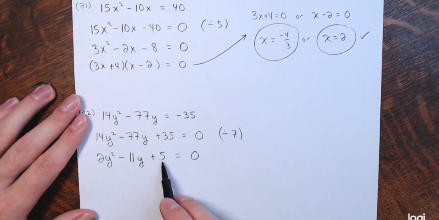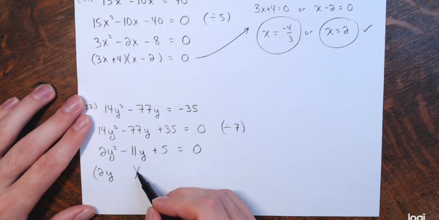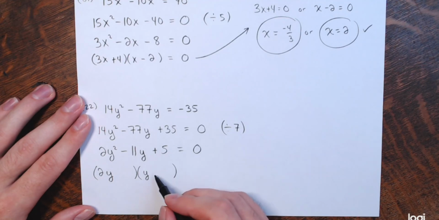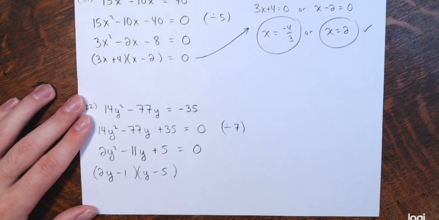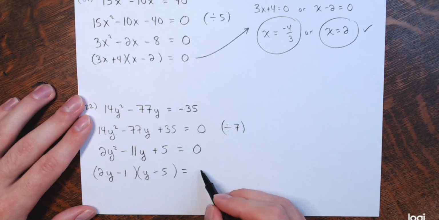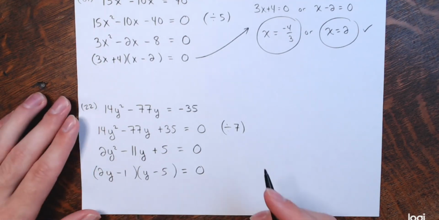And then factor this polynomial. All right, and this polynomial, pretty easily factorable. So you have 2y and y, and then I would need a minus 5 over here for minus 10y, and minus 1 here for minus 1y to make the minus 11y, and then plus 5 with the negative 5 times negative 1. Cool. All right, so this factors to 2y minus 1 times y minus 5.